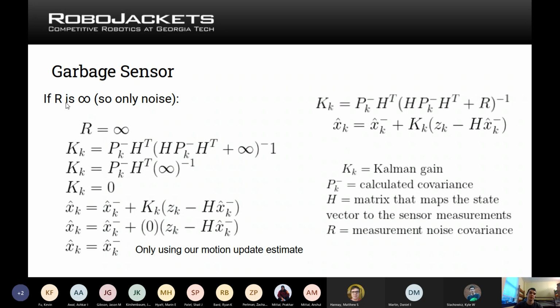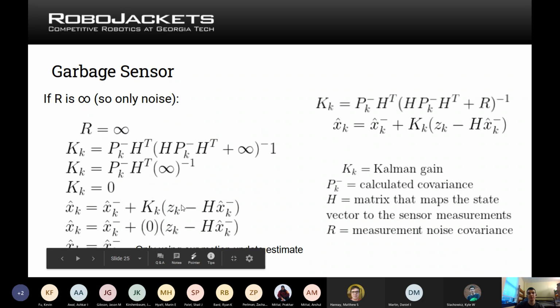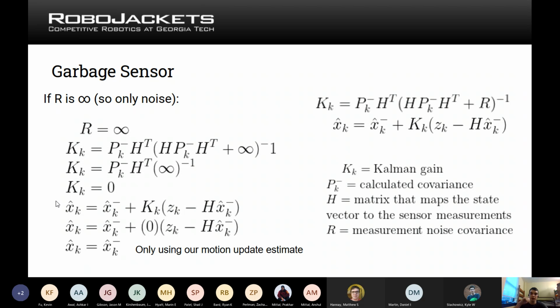Yeah, so say you had a really bad sensor and it's giving you basically no information. In that case, you'd be adding essentially an infinite value to some value, so you don't really care what this is, and you just get infinity, which inverted is basically 0. So your Kalman gain is going to be 0. And then that gets multiplied by your sensor reading minus your predicted sensor reading, essentially, and that goes to 0. And so what you end up doing is you're just using the estimate that we used from our motion update.